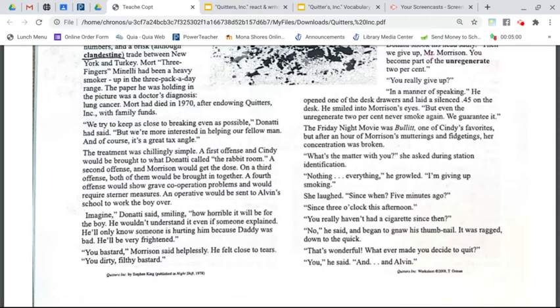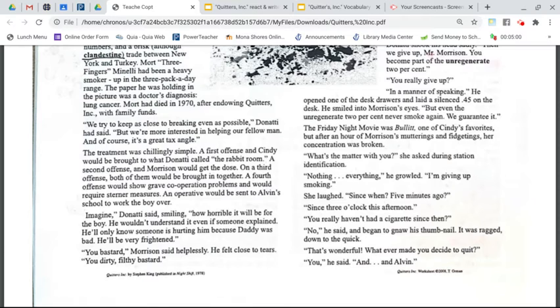The treatment was chillingly simple. A first offense, and Cindy would be brought to what Donati called the rabbit room. A second offense, and Morrison would get the dose. On a third offense, both of them would be brought in together. A fourth offense would show grave cooperation problems and require sterner measures. An operative would be sent to Elvin School to work the boy over.